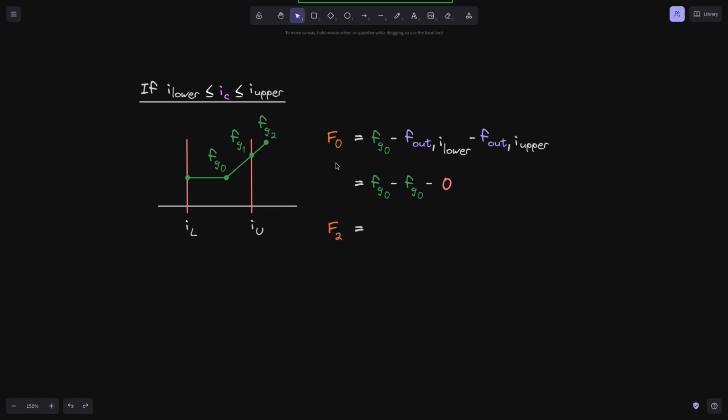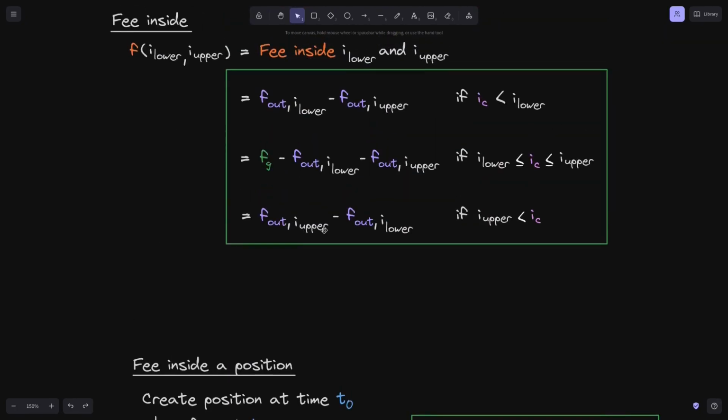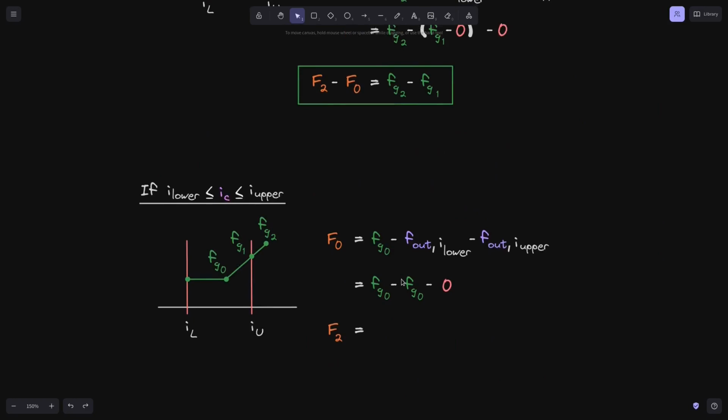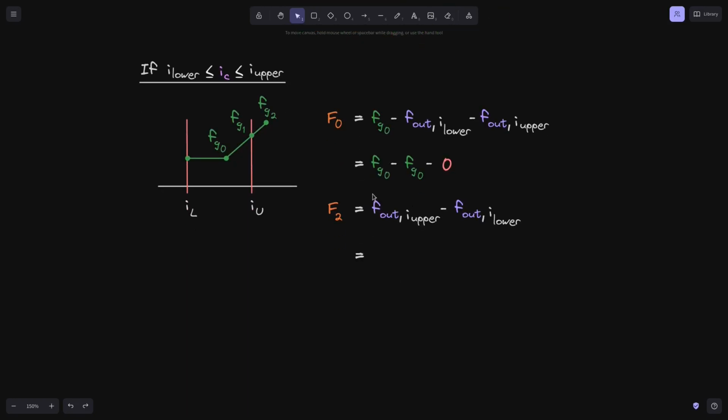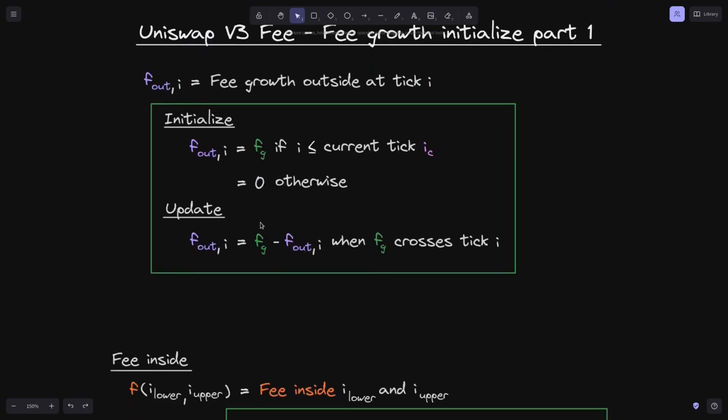Fee growth inside at time t2. At time t2, we have the current tick above tick I upper. So which equation do we need to apply? Well, in this case, we'll need to apply this equation. Going back down. Okay, let's start with f out of I upper. At time t1, the fee growth crossed over I upper, so we'll need to apply the update algorithm, the one over here.